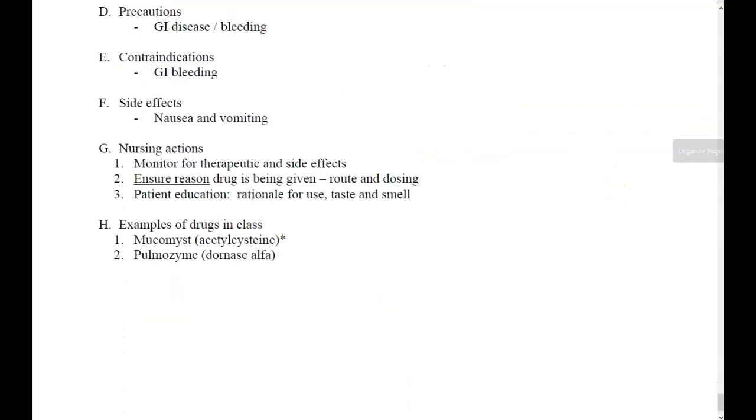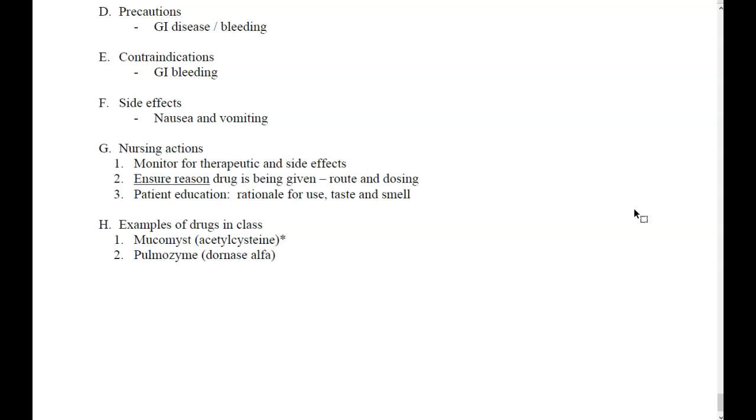And when it comes to the nursing actions, we need to monitor for the desired effect, right? Therapeutic effects, as well as side effects. Also, we need to clarify the reason why the patient is on this given drug. And depending on what it is, we want to make sure that it's used for the right route and we have the right dose, right? Because if we're using it to help with the pulmonary secretions, then it should be an inhaled form. While if it's for, let's say, hepatic or renal purposes, then it needs to be an oral form.